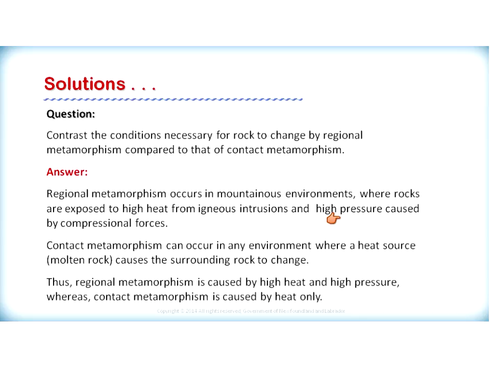In comparison, contact metamorphism can occur in any environment where a heat source, namely molten rock, causes the surrounding rock to change. Thus, contact metamorphism is directly related to a heat source and does not necessarily need pressure. Thus, in conclusion, regional metamorphism is caused by an area where you have high heat and high pressure, such as mountain areas, whereas contact metamorphism is caused by only heat.